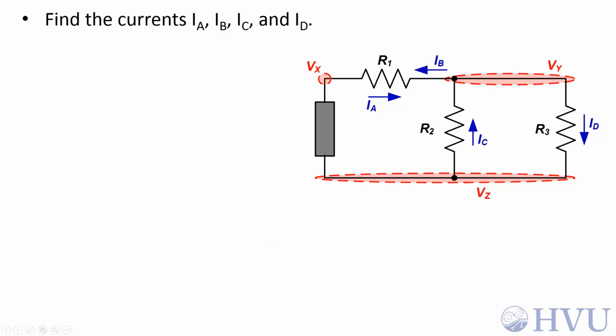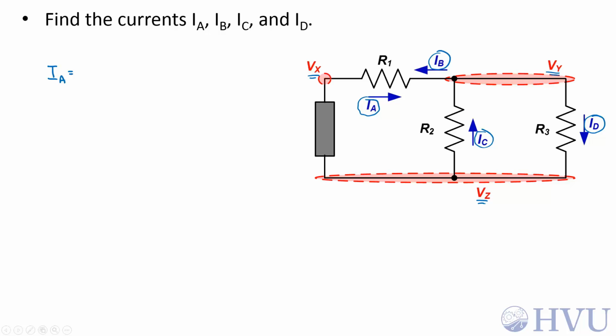In this example, we want to find the currents I sub A, I sub B, I sub C, and I sub D in terms of the voltages V sub X, V sub Y, and V sub Z, and the resistances in the circuit, R1, R2, and R3. Let's do I sub A first.